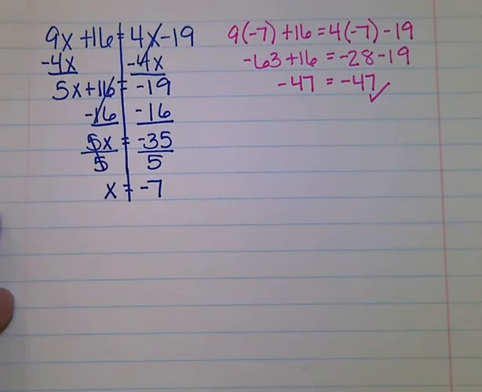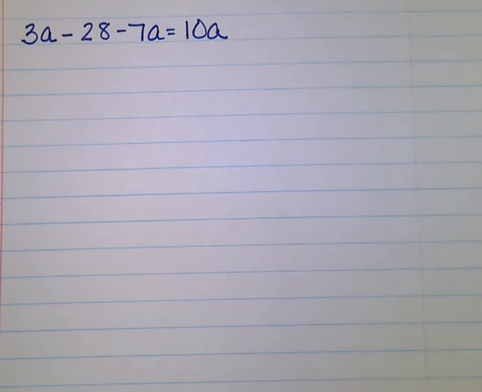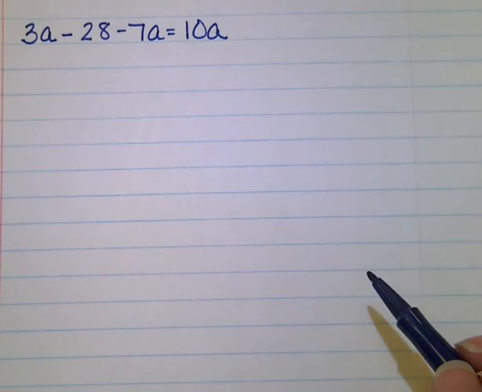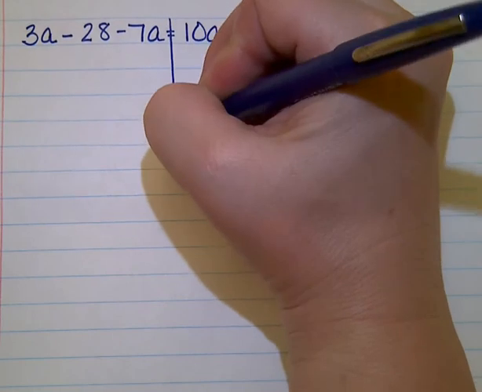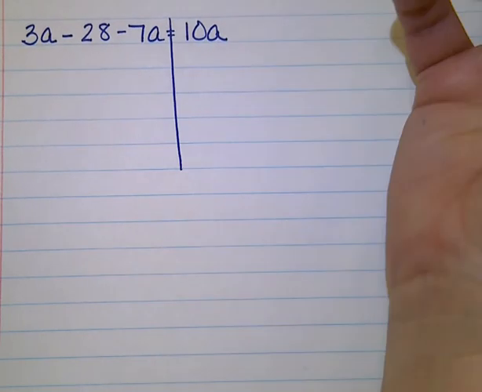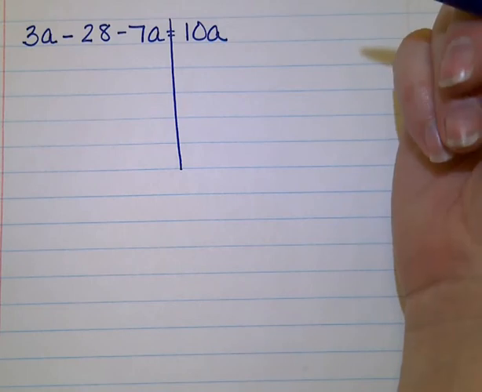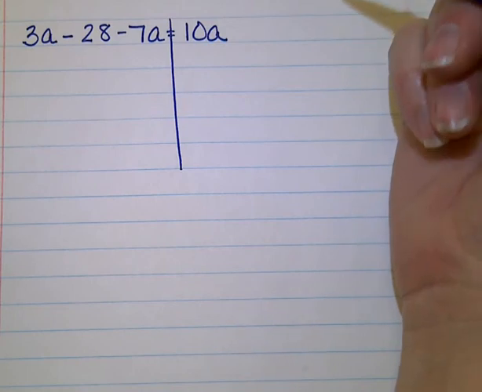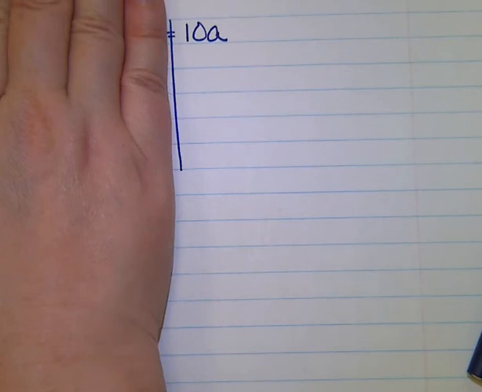Let's look at one more multi-step equation without distribution. So now I have 3a minus 28 minus 7a equals 10a. And again, we'll draw our line. Step 1 again is distributing, but I've already told you we're not going to use that in this video, so we'll go right to step 2. Combine like terms. You notice I only have one term on this side, so there's nothing to combine. Let's check the other side.